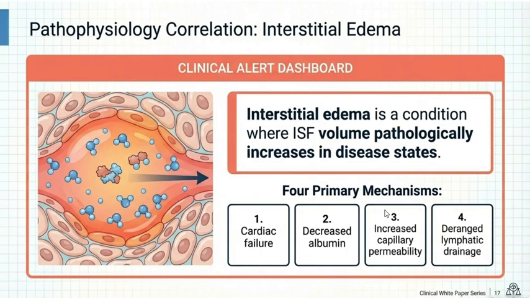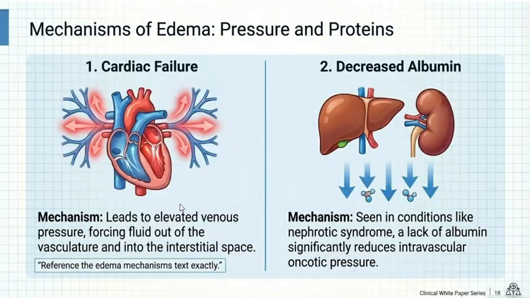Interstitial edema occurs when fluid accumulates excessively in the interstitial space. There are four main mechanisms. First is cardiac failure, next decreased albumin, increased capillary permeability, and impaired lymphatic drainage. Understanding these mechanisms helps us identify the cause and guide the treatment.